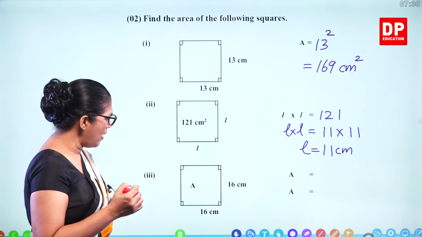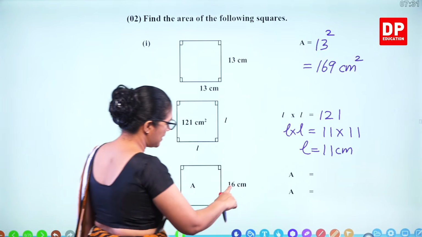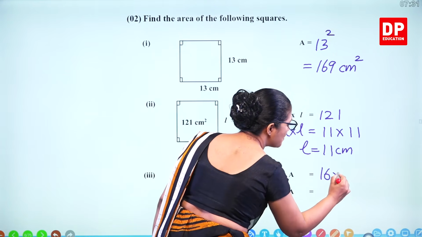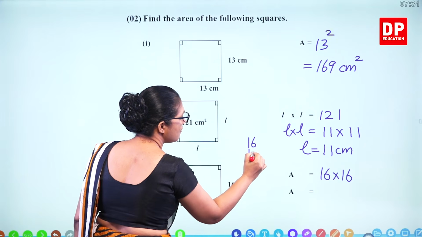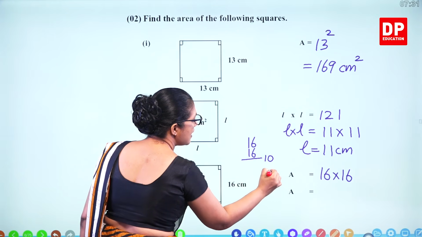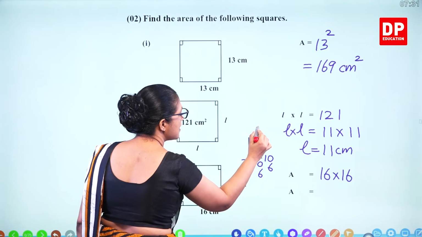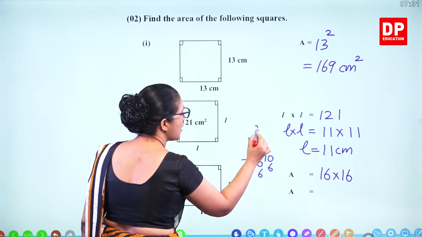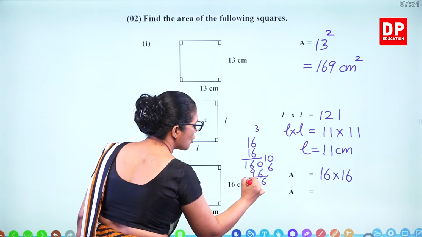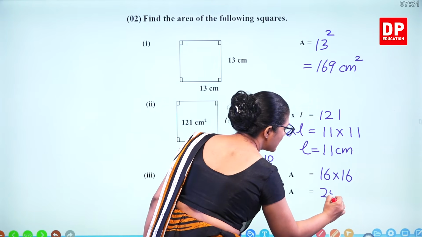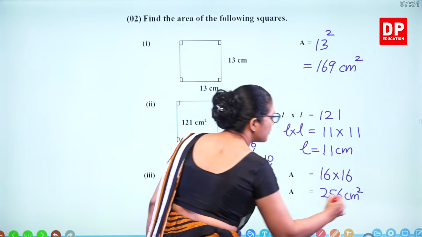Now look at this square. You are asked to find the area. So side length is 16. So 16 times 16, what's the value? We'll multiply and see. 10 and 6. 6 times 6, 36. And 6 times 1, 6 plus 3, 9. 256 square centimeters.